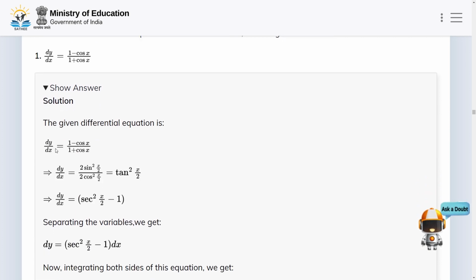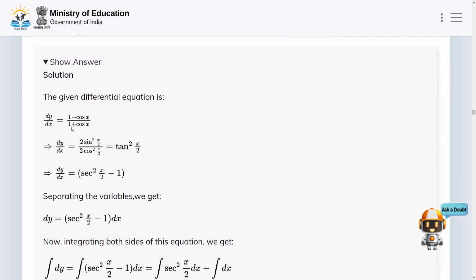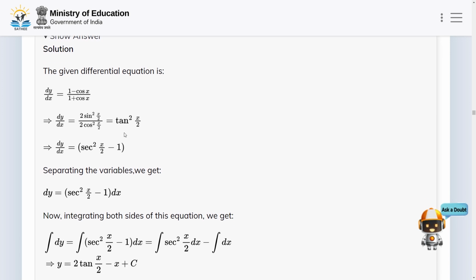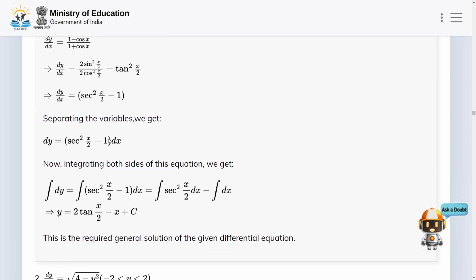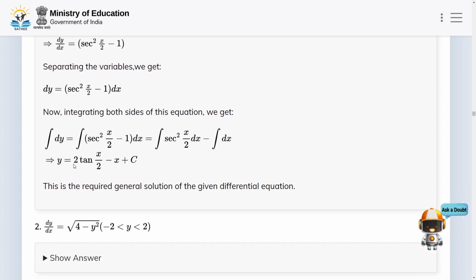So dy by dx can be rewritten as, first of all, what we are trying to do is simplify this. 1 minus cos x is 2 sin square x by 2. 1 plus cos x is 2 cos square x by 2. This can be reduced to tan square x by 2. And this can be further reduced to dy over dx is equal to sec square x by 2 minus 1. Now separate them and integrate. You will have y is equal to tan x by 2 minus x plus c. Okay, this is your required general solution.